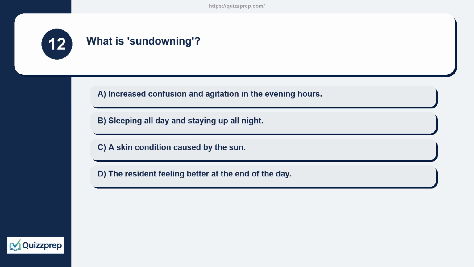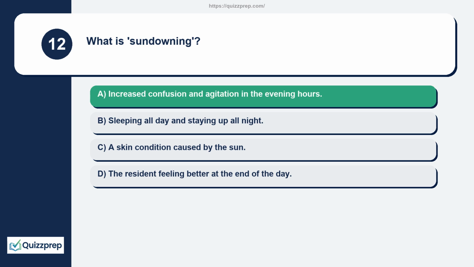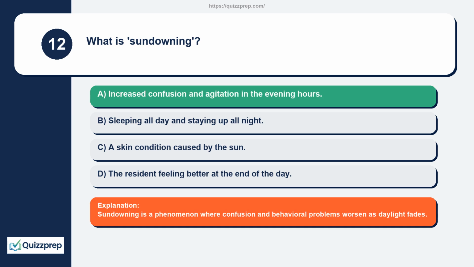Question 12. What is sundowning? Increased confusion and agitation in the evening hours, sleeping all day and staying up all night, a skin condition caused by the sun, the resident feeling better at the end of the day. Sundowning is a phenomenon where confusion and behavioral problems worsen as daylight fades.